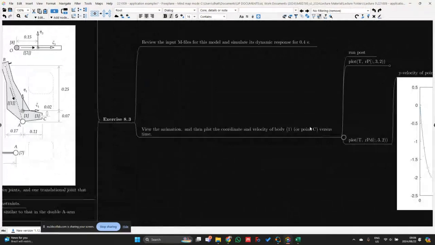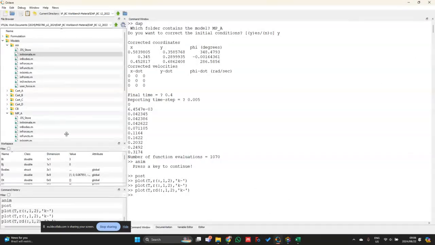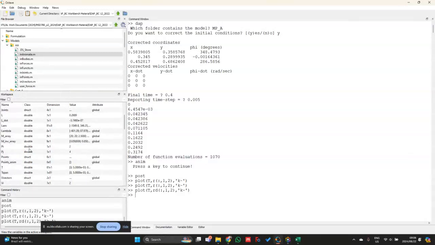Okay, so then they also asked us to plot point C's velocity and coordinates, so I'm just going to do that as well. And to perhaps illustrate that, I'm just going to open the workspace a bit larger. We're going to use RP and RPD to plot it. So RP is an 81 by 8 by 2 vector that I have over here. So 81 is the number of time steps that I have, 8 is the number of points that I specified, and 2 is simply the X and Y coordinates for each point.